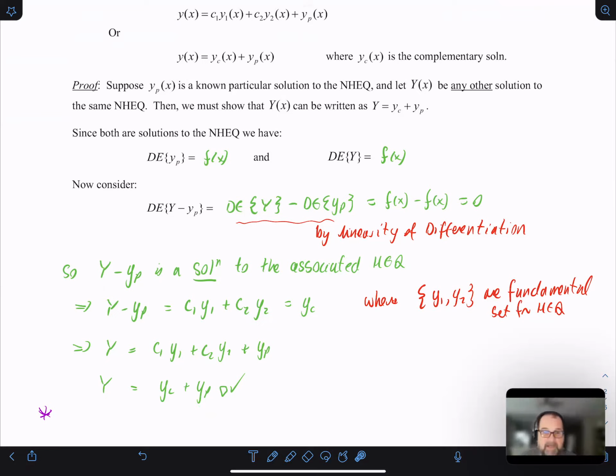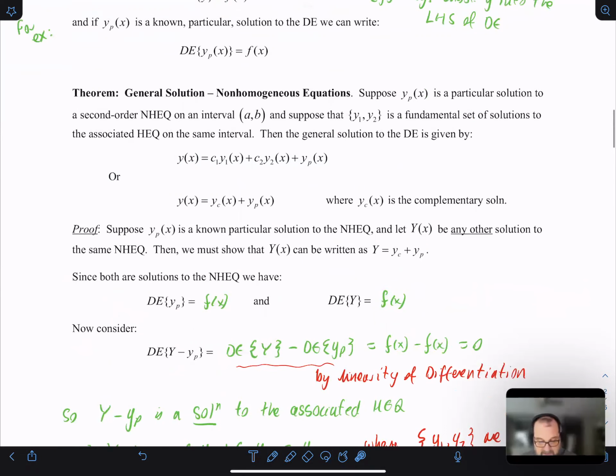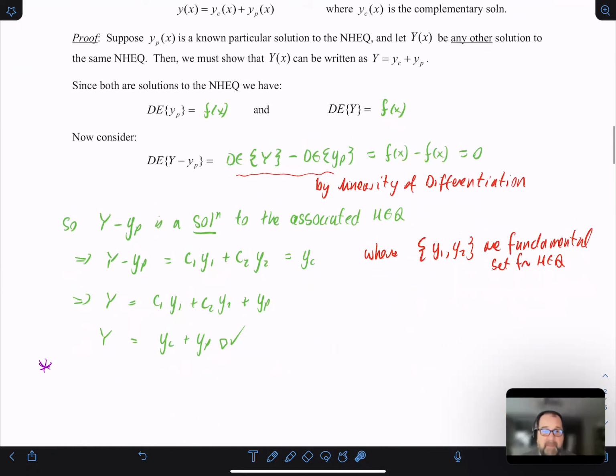All right, so a little example on my OpenMath. This is a multiple answer, so it's the select all that apply situation. I am going to give you a particular solution to an NHEQ, and I'm going to ask you to select from a list what are the other possible solutions to the NHEQ. So apply these principles. You might need to refer back to how to solve for a complementary solution to help you out, but take a look at that.